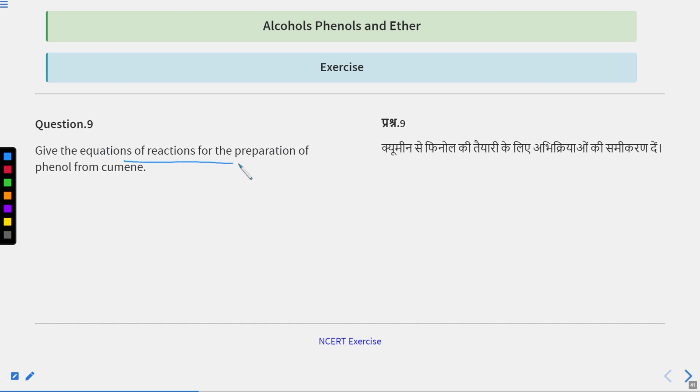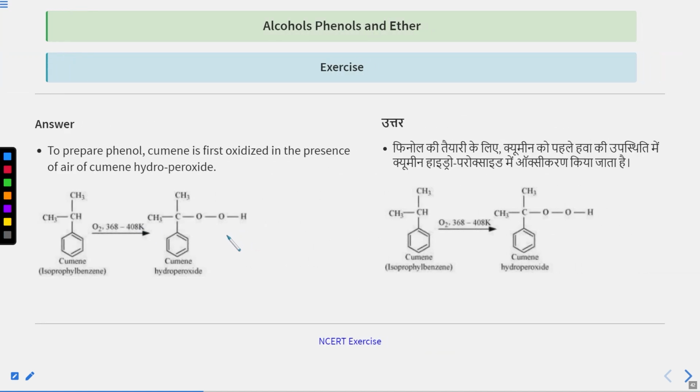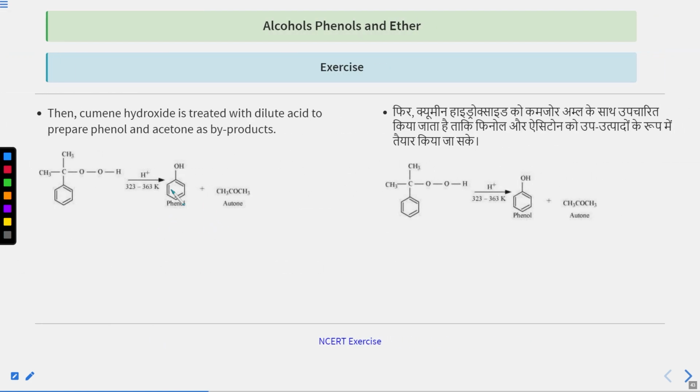Give the equation of reaction for the preparation of phenol from cumene. So we have seen this. Okay, I'm not doing it again here. First, reacting with O2, this will introduce two oxygens here, and further on hydrolysis, it gives us phenol.